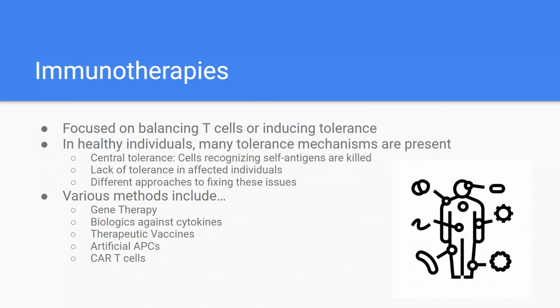However, in all the cases of autoimmune disorders, there's a large mechanism. So there are different places that can be pinpointed, and different approaches can be taken to fix the issues. Some of these methods include gene therapy, biologics against cytokines, therapeutic vaccines, artificial APCs, and CAR T cells.